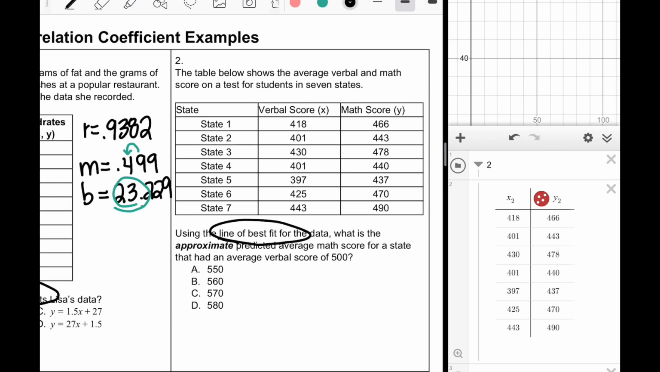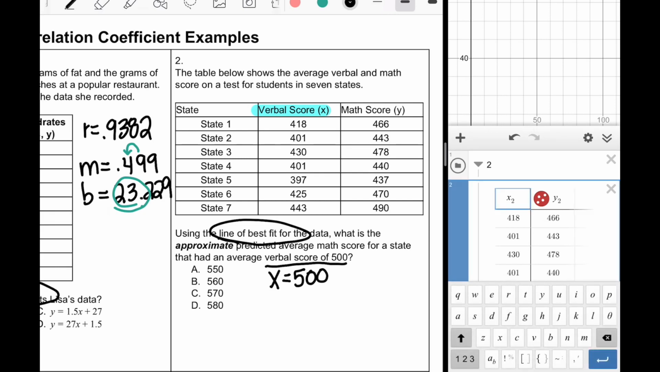We're going to do a prediction if the verbal score is 500. Well, my verbal score is my X score. So if my verbal score is 500, that means my X is 500. So we're going to create the best fit model, and then we're going to actually make a prediction by plugging in 500. Now, I'm going to draw your attention to the fact that in my table right here, if you look, I have X2 and Y2. Okay, this is the second table I put in, so it labeled it differently.